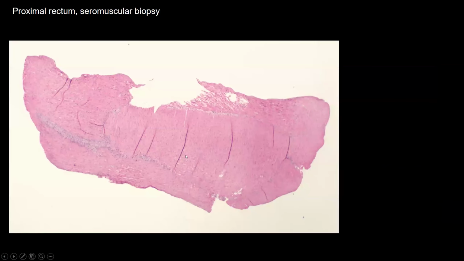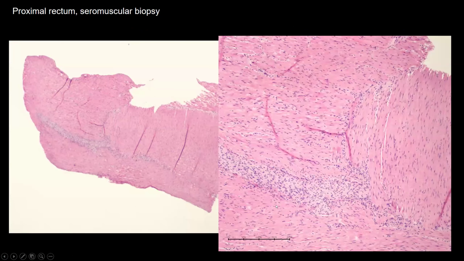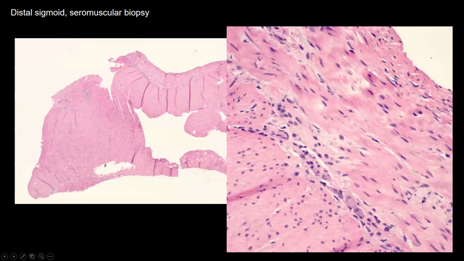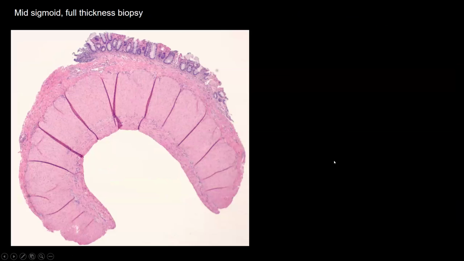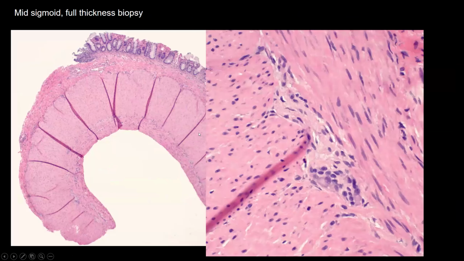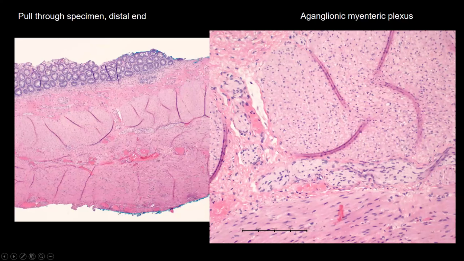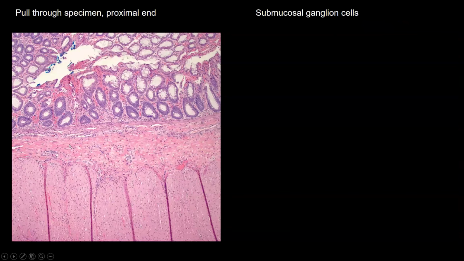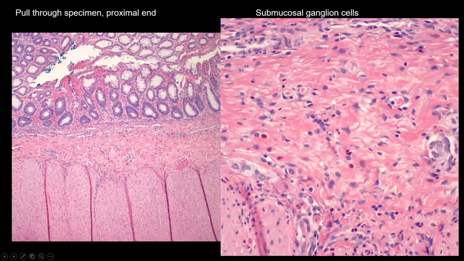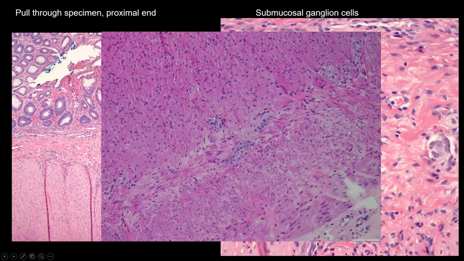So here you can see the proximal rectum seromuscular biopsy, and you can see that there's a very large intramyenteric nerve, but no ganglion cells. And then the distal sigmoid seromuscular biopsy, easy to see those ganglion cells. And then here is the full thickness biopsy and easy to see the ganglion cells. And then just showing you at the distal end of the pull-through this aganglionic myenteric plexus that is present. And then the proximal end, you can really appreciate in the submucosa, nice ganglion cells. And then in the myenteric plexus, nice ganglion cells with a prominent nucleolus.